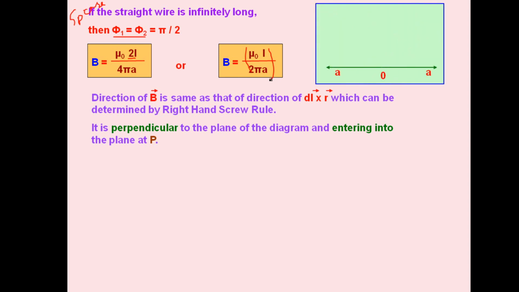So here, if we draw a graph between magnetic field versus distance, clearly on downward as well as on upper side, or on both sides, it will be varying inversely proportional to distance, because of this relation, B is inversely proportional to a.